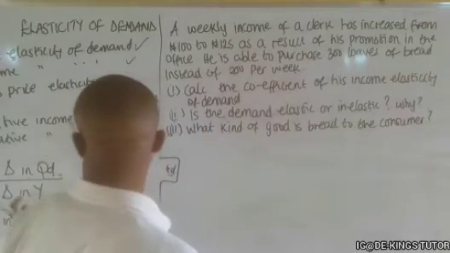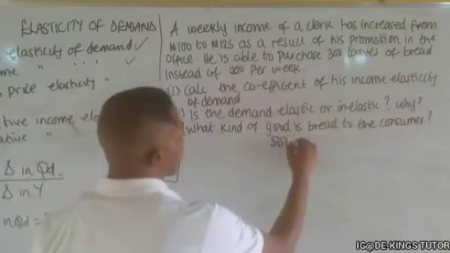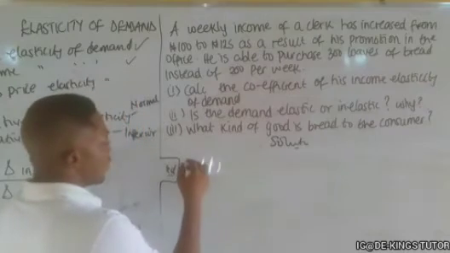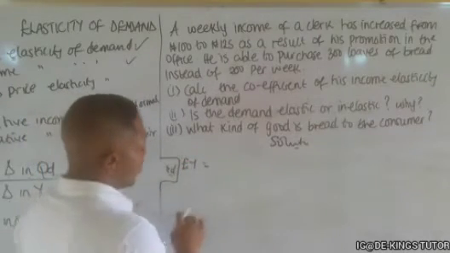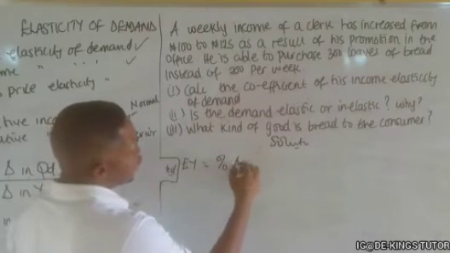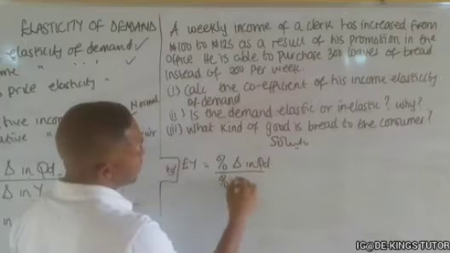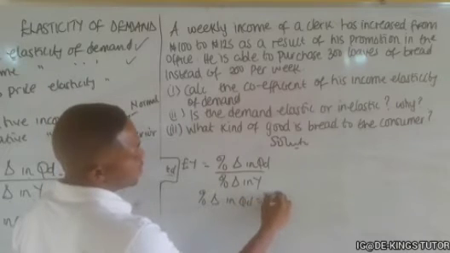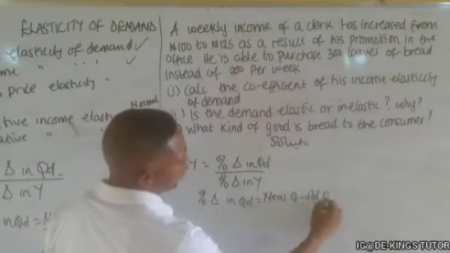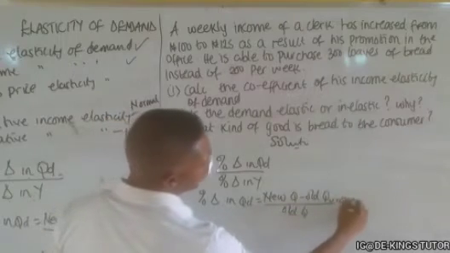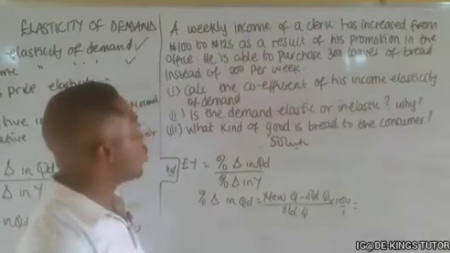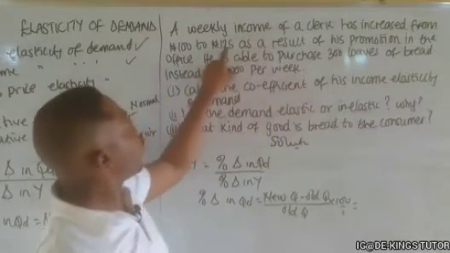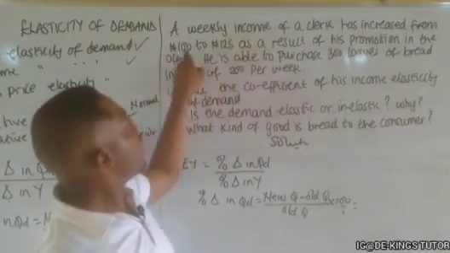So we are going to solve using this formula. If we have the solution, and they say we should calculate the coefficient of his income elasticity, the first thing we have to do is recall the formula. Income elasticity is equal to percentage change in quantity demanded divided by percentage change in what? Income. So percentage change in quantity demanded is the new quantity minus the old quantity over old times 100 over 1. Now how do we identify new and old? They said the weekly income of a clerk has increased from this to this. So this is the new and this is old.